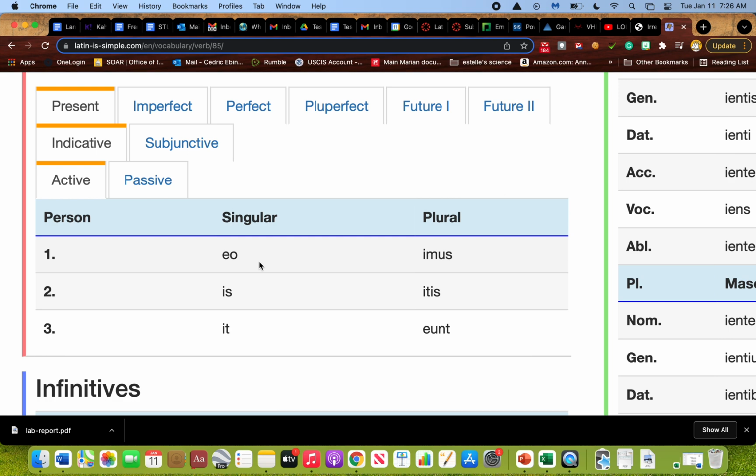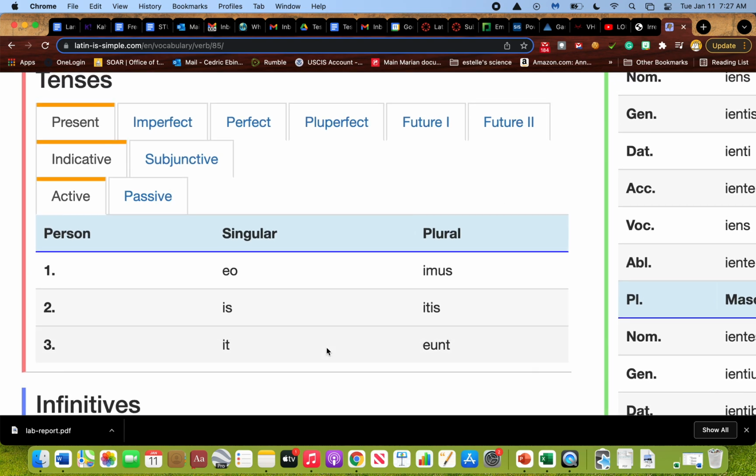But if you look at the conjugation, eo, is, it, imus, itis, eunt, these look like a bunch of endings, but it's actually the present tense of eo. So eo, I go, imus, we go, it means he, she, or it goes. So be careful about this. Look at these as actual forms, okay?